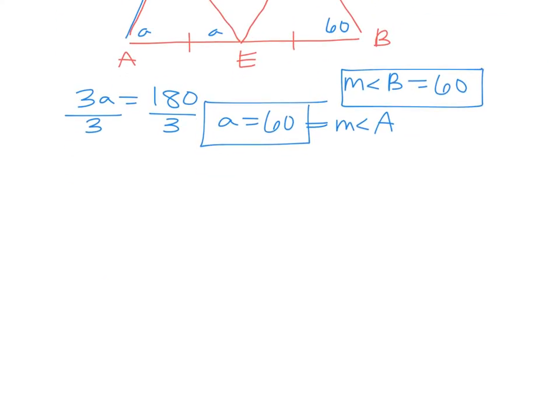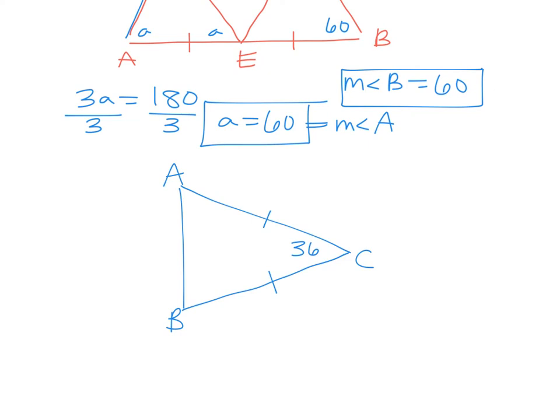I got one little review question for you, just to make sure we're good with this. Okay, what do we do with this? 60, 60, 60. No. What is that? Isosceles. All right, what's the measure of angle A? Same as the measure of angle B. What's its measure? 72. Yes.